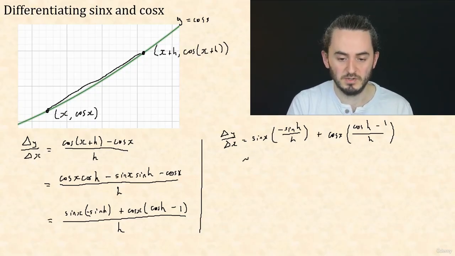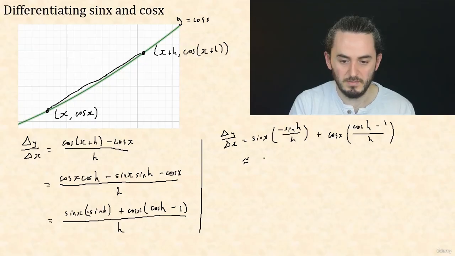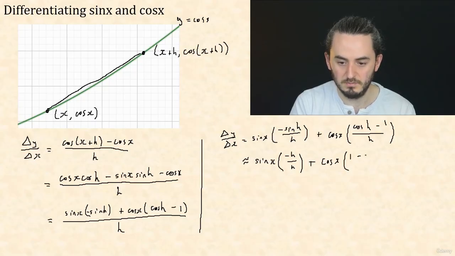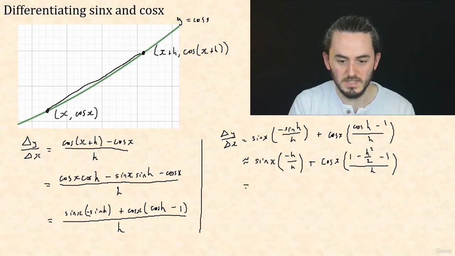Now we can use small angle approximations. Remember that sine of h is approximately equal to h when h is small, and it's going to get very small, which means this is approximately equal to sine x times minus h over h. And for the cosines, cos of h is approximately equal to 1 minus h squared over 2, and there's still the minus 1, and it's still divided by h. So neatened up, that's just minus 1, so I've just got minus sine x here.